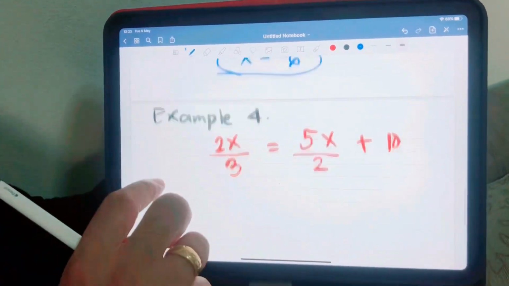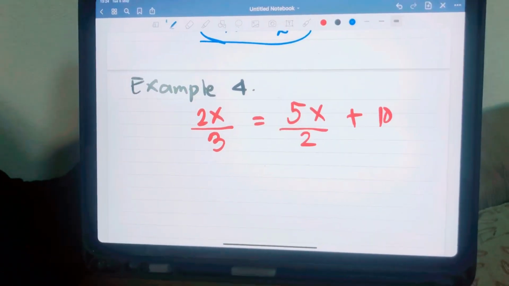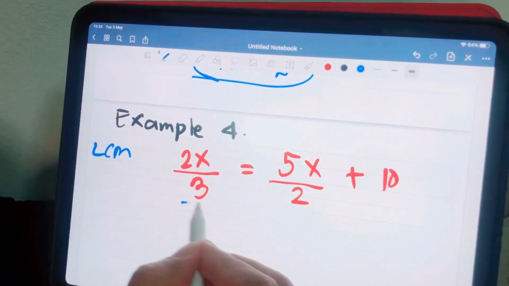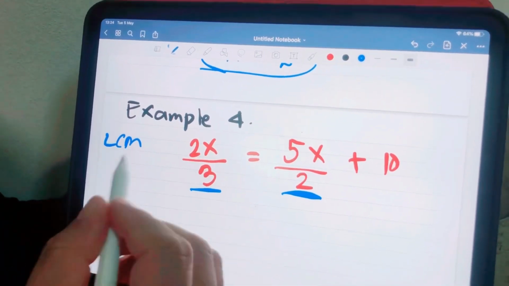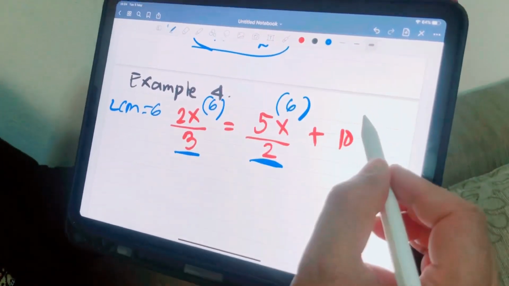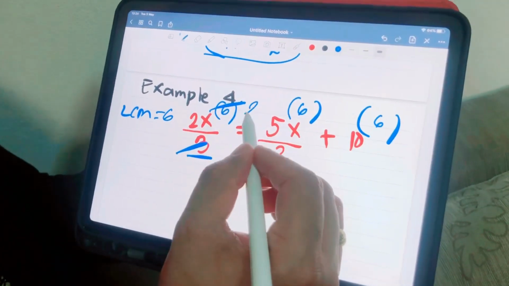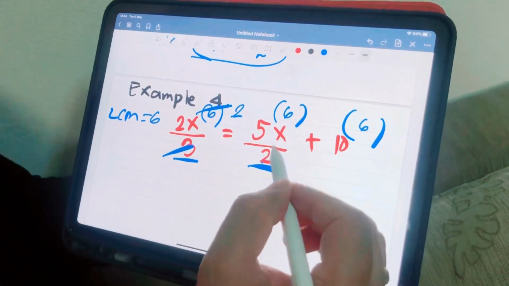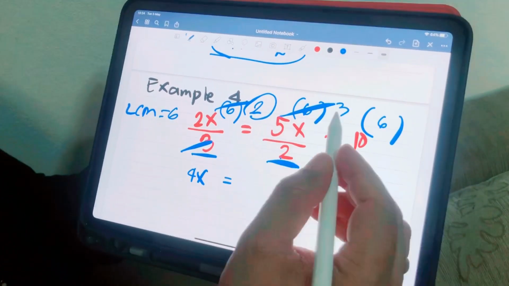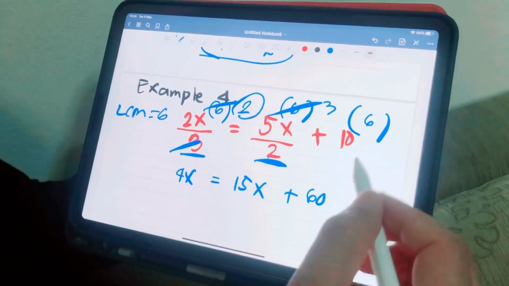So example number 4. We have 2x over 3 is equal to 5x over 2 plus 10. Remember that we have fractions here. So what we're going to do is identify the LCM of the denominators, which are 3 and 2. So the LCM is equal to 6. I will multiply 6 to each term of the equation. Then 6 divided by 3 here is equal to 2. This 6 divided by 2 is equal to 3. So we have 2 times 2 is equal to 4x. That is equal to 3 times 5, which is 15x, plus 60. So 6 times 10 is 60.